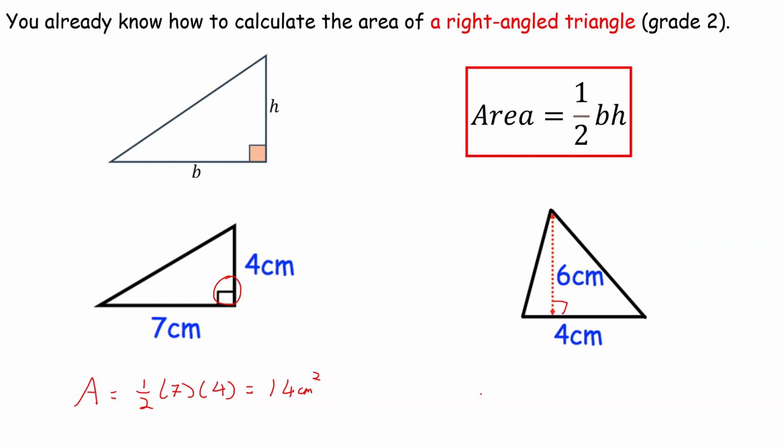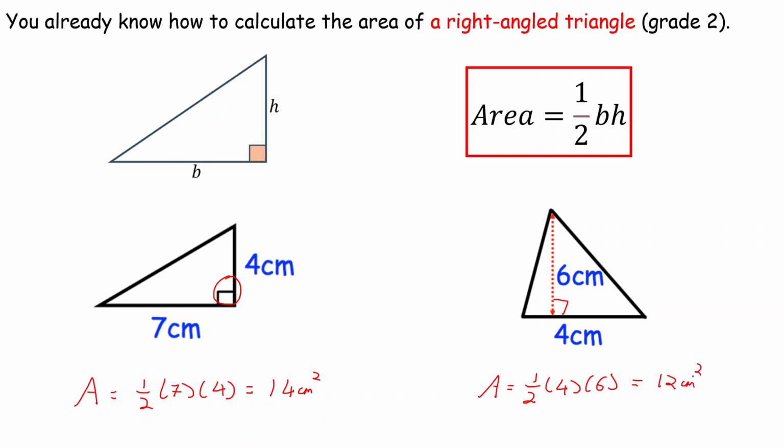And similarly here, even though this triangle looks a bit more unusual, the right angle is hard to see because you've got the vertical height with the base, but we can still use this because we've got the right angle here. That's going to be half times your base, which is 4, times the vertical height, which is 6. 4 times 6 is 24. Half of 24 is equal to 12, so 12 cm squared.